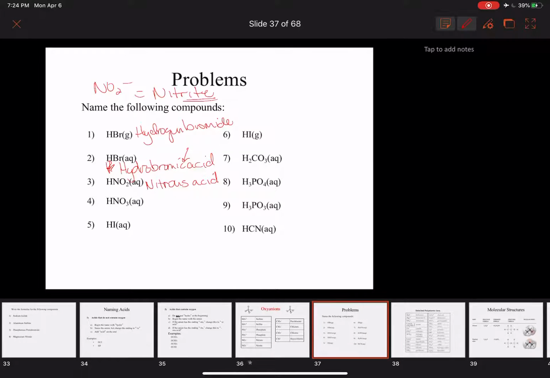Okay, so that brings us to HNO3. So if NO2 was nitrite, then NO3 is going to be what?